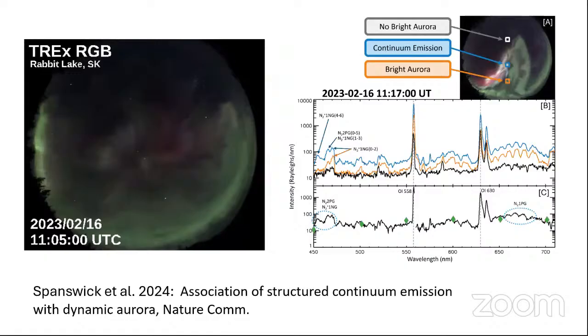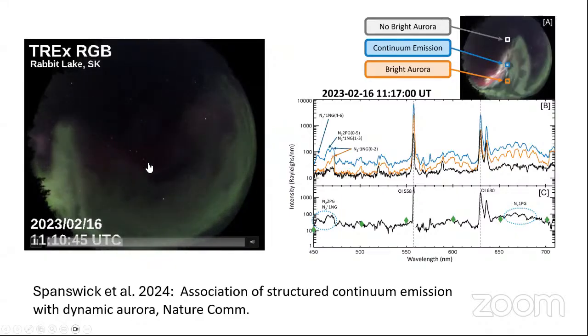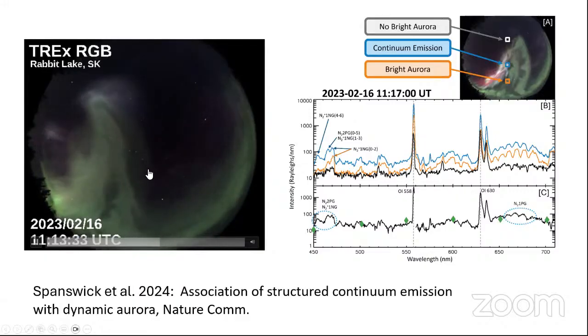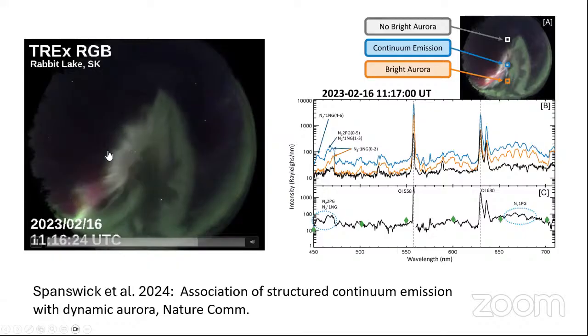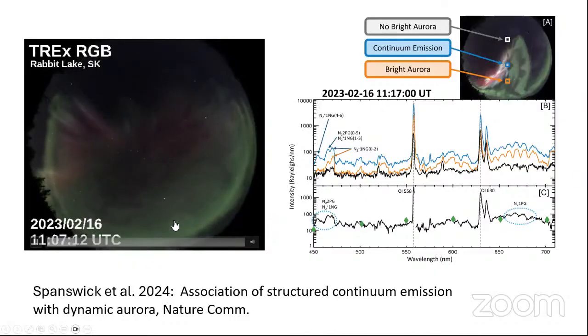After that, we performed a systematic survey using our TREX RGB and spectrograph data, and established the presence of such auroral continuum structures. The paper in this regard was led by Emma and published in Nature Communications last year. The structures may look white or gray, or whitish, in RGB observations because of the presence of a substantial continuum component. This can be confirmed from the spectrograph measurement.